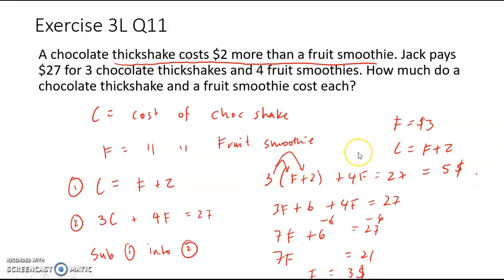I did that one quite quickly, but you could use a CAS and do it even quicker just by typing in the equations.